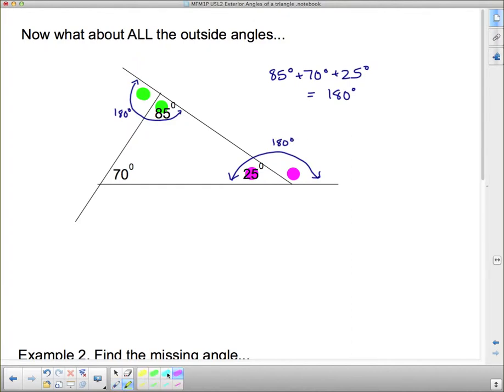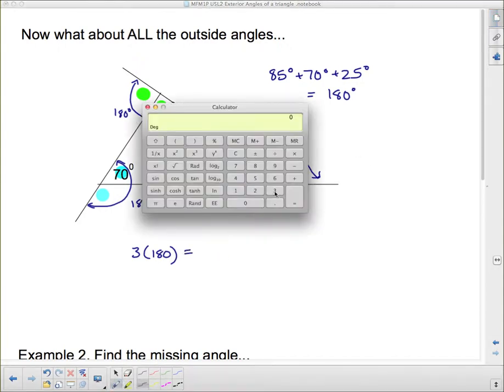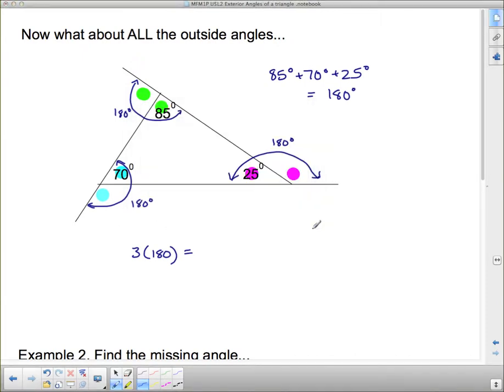And one more time, let's choose our pretty blue this time. This angle and this angle have to add up to 180 degrees because it's a straight angle. Now, if I have to add up all the angles that are present here, this one and this one and this one and this one and this one and this one, every pair of interior and exterior angles, I have to add up 180 three times, or I have 3 times 180. What's 3 times 180? 3 times 180 is 540. So they all add up to 540.